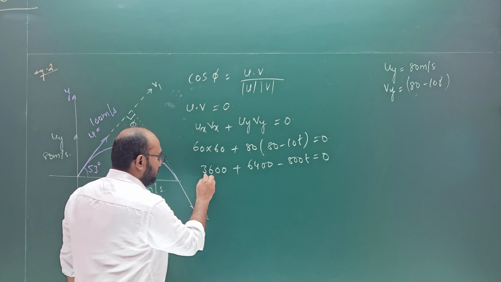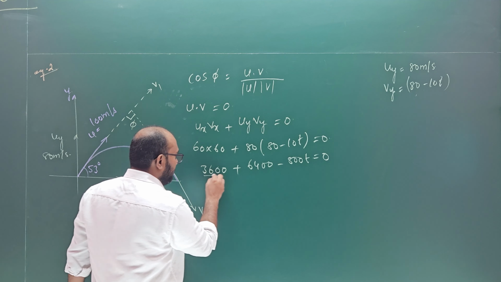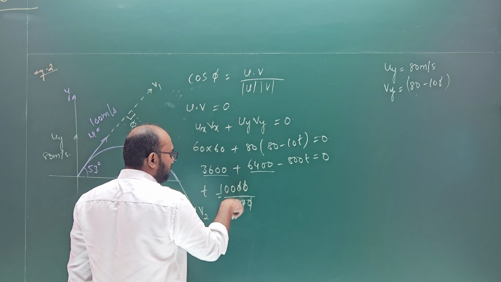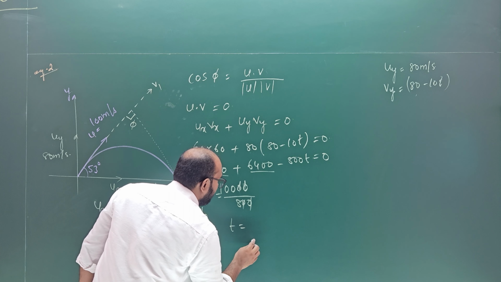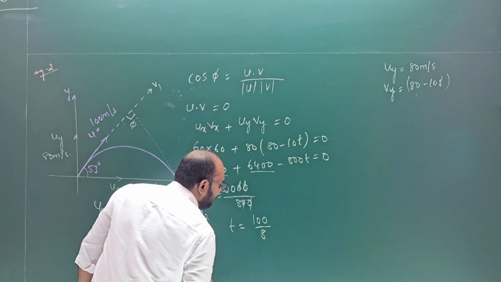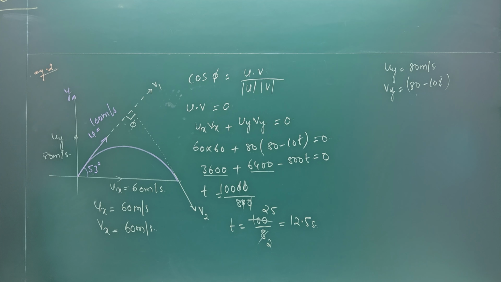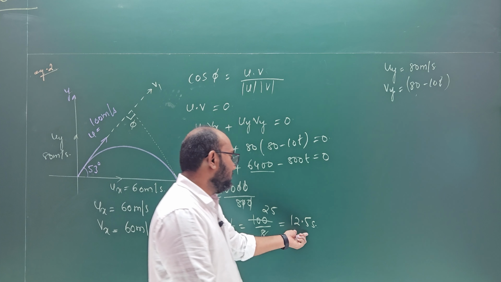Yes, very good. Okay, so 3600 and 6400, that means 10,000, and minus 800t goes over there, divided by 800, which is equal to t. So t is equal to 100 upon 8, and simplifying this, 4 2s are 8, 4 5s are 20, that is 12.5 seconds. Okay, got the answer? Very good, excellent. So this is the 12.5.